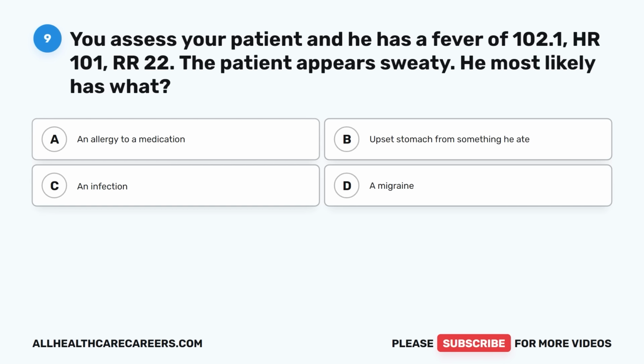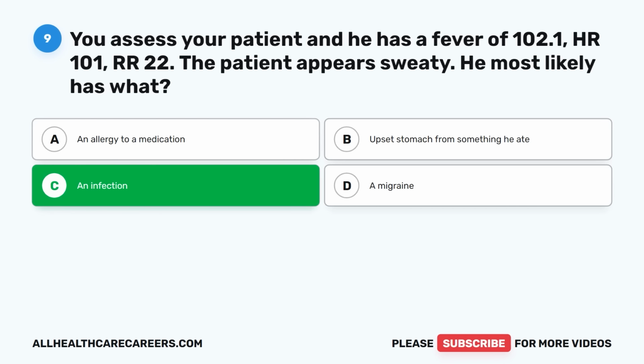Question 9. You assess your patient and he has a fever of 102.1, HR 101, RR 22. The patient appears sweaty. He most likely has what? A. An allergy to a medication. B. Upset stomach from something he ate. C. An infection. D. A migraine. The correct answer is C.